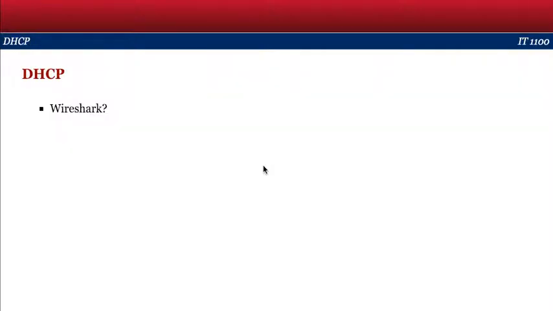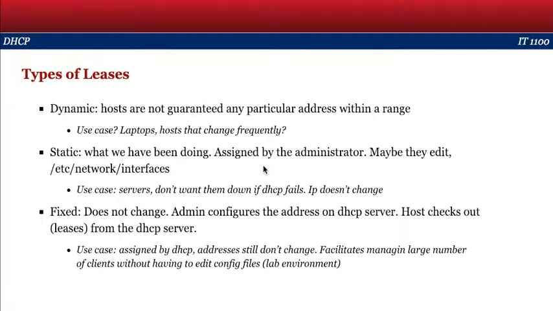We could look at a Wireshark example. I'll save that for a future video. But let's talk about the types of leases that we have.